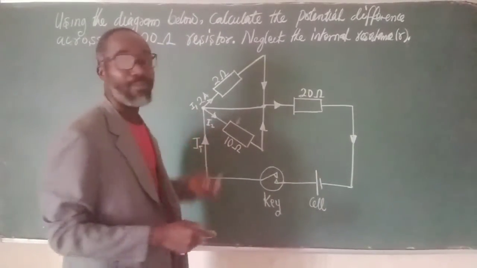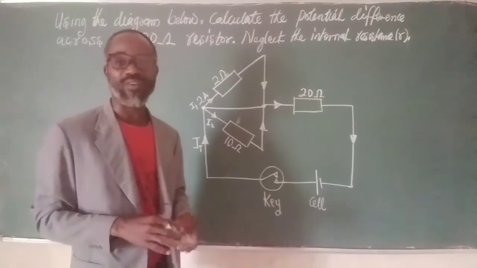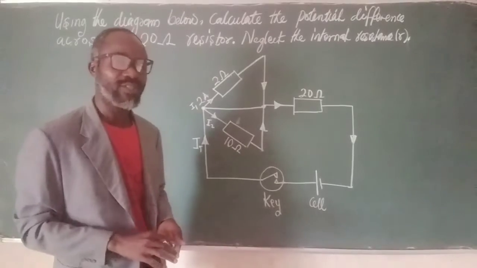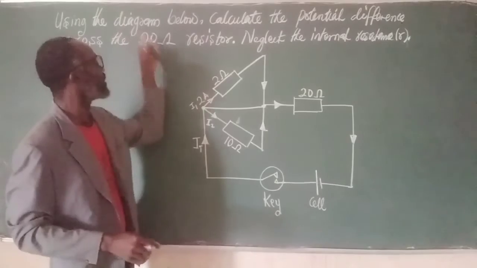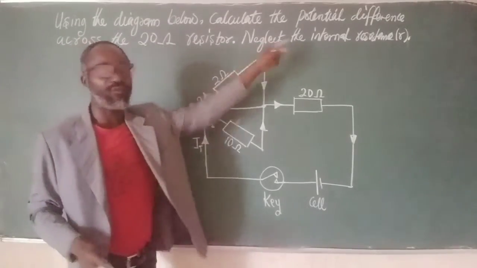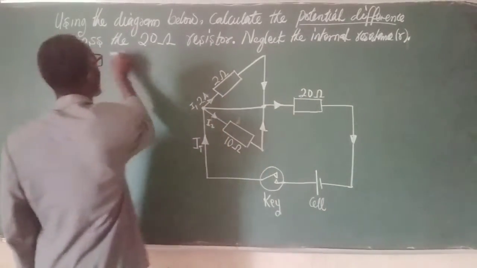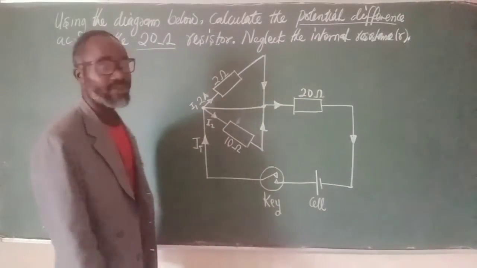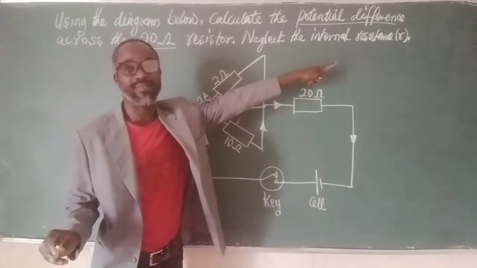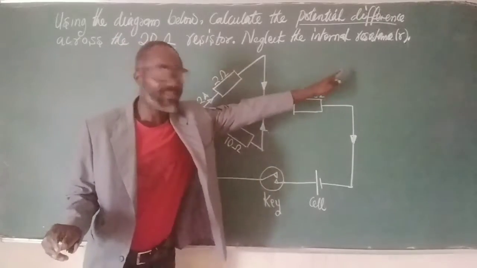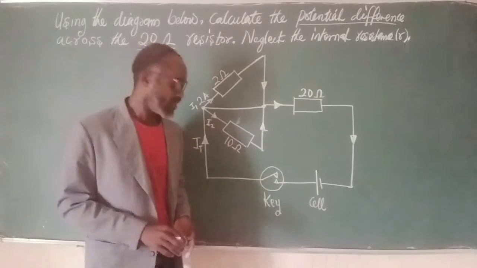This question demands something simple from us, and we are going to fix it using a very simple approach. The question is, using the diagram below, calculate the potential difference across the 20 ohm resistor. And we need to neglect the internal resistance of the cell, so it has nothing to do with the cell.